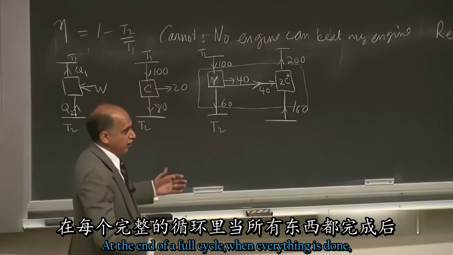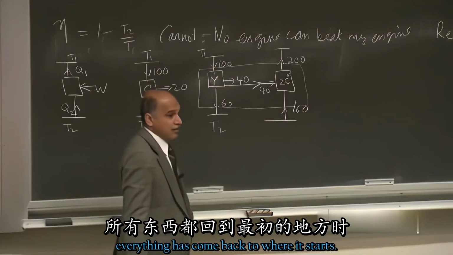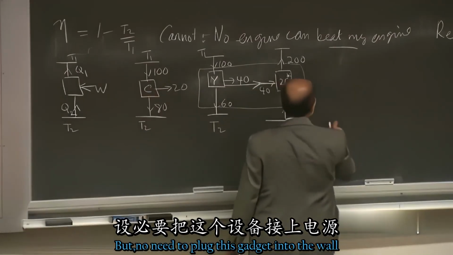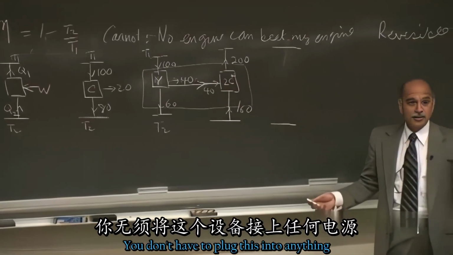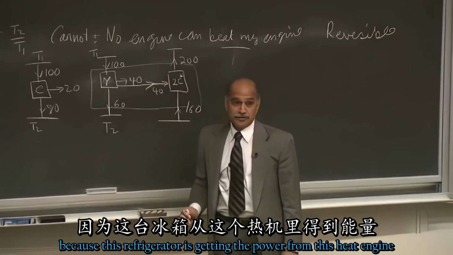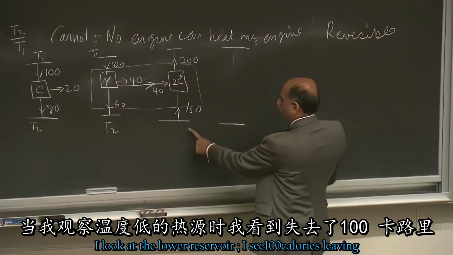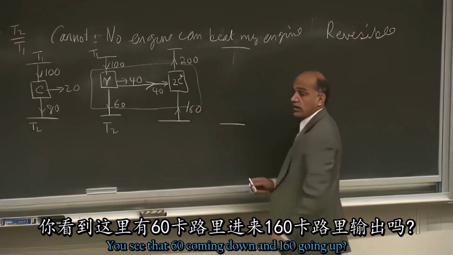At the end of a full cycle, when everything is done, all the gases, all the pistons, everything has come back to where it starts. But no need to plug this gadget into the wall. You don't have to plug this into anything because this refrigerator is getting the power from this heat engine. So it doesn't need external power. I look at the lower reservoir, I see 100 calories leaving. You see that? 60 coming down and 160 going up.